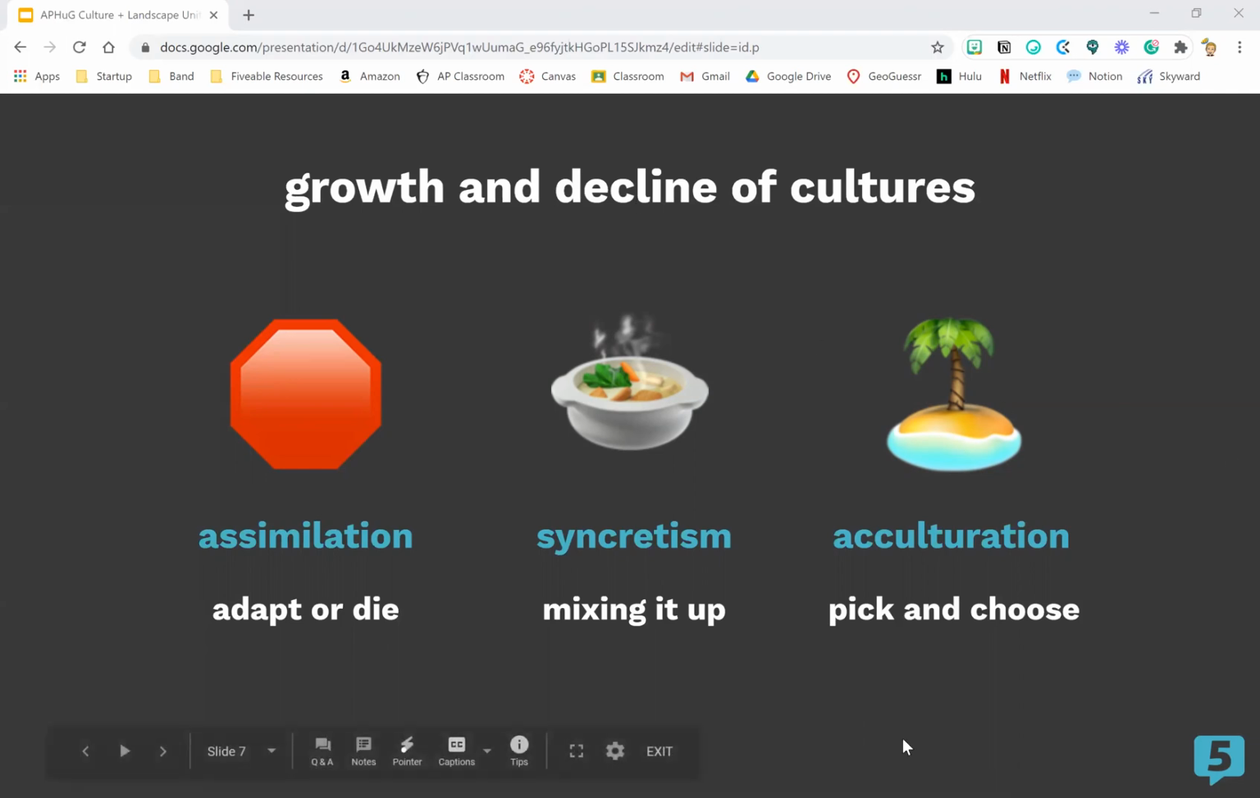Acculturation is pick and choose. And this is just a simple way of saying you keep your home culture, but you're also adapting to some of the culture there just to fit in a little better and also to try to make new things. So acculturation can lead to syncretism, but they're definitely not the same thing.